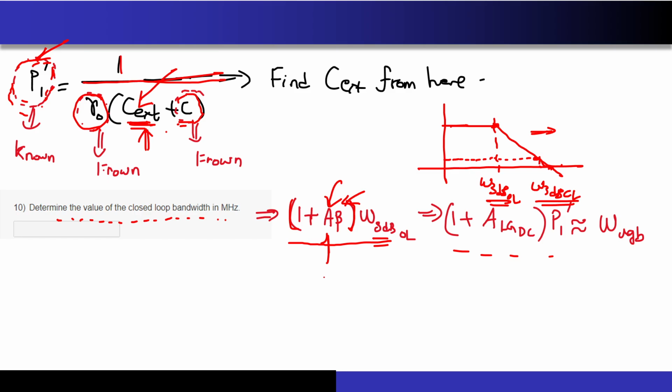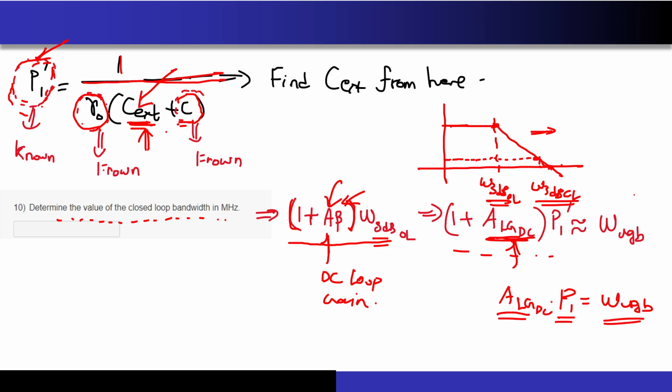Remember, this is nothing but the DC loop gain. DC loop gain of my system, correct? So I can represent A into beta by A of loop gain DC, correct? This is a loop gain, DC loop gain of the system. And remember, your A loop gain DC multiplied by the P1, this is nothing but the DC gain into the pole of the system. This is nothing but omega UGB, correct? So what you will be able to find out is that your omega UGB will be approximately equal to the 3 dB bandwidth of the closed loop system. Omega UGB for closed loop and open loop system remains same.